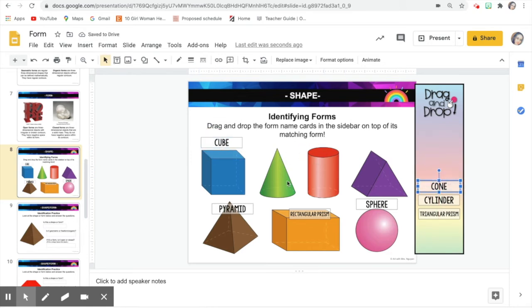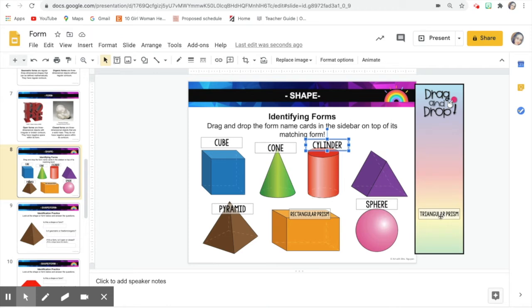A cone. This is what a cone is. And it looks just like the bottom of an ice cream cone, right? A cylinder is what I showed you earlier. And it has the circle on top and on the bottom.